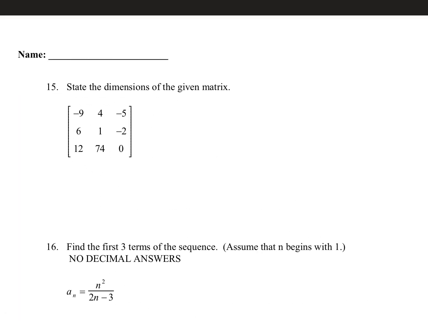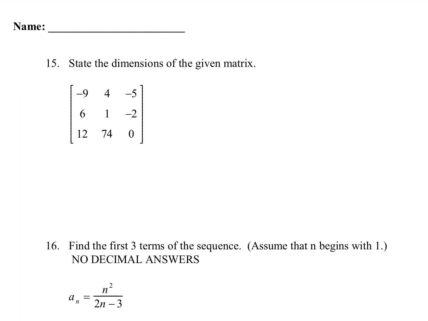For number 15, where you are stating the dimensions, this is number 26 on your review. Your dimensions here, you have 1, 2, 3 rows by 1, 2, 3 columns. So this is a 3 by 3.